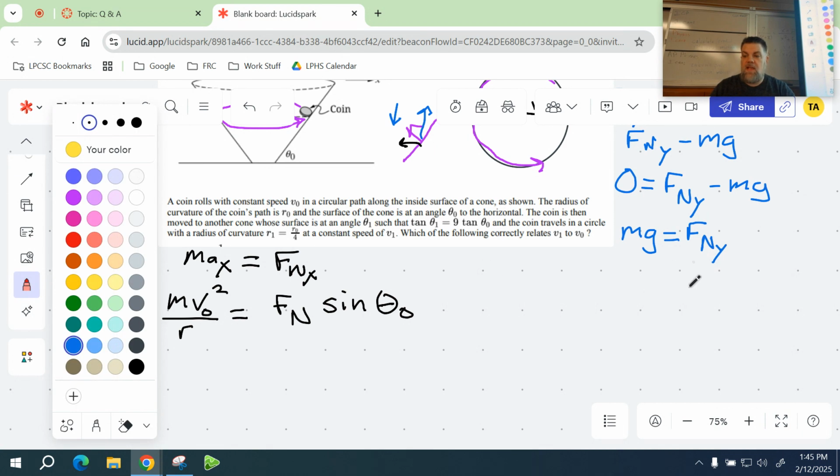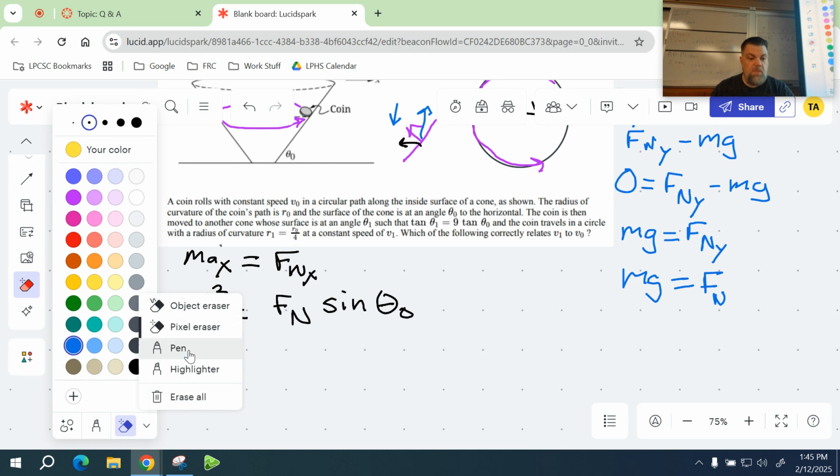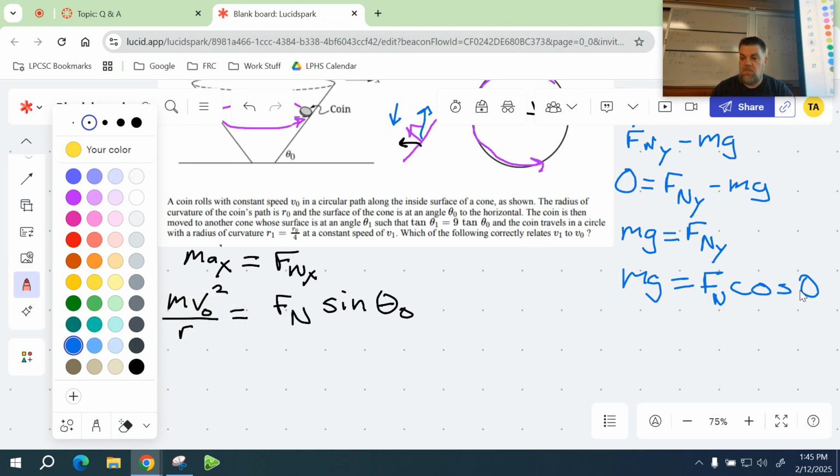Well, the y component of this would simply be mg is equal to the normal force, whatever that is, times sine of, or not sine, cosine of theta. My bad. And I know that might throw you off a little bit. And if you stick with me, I kind of gloss over this. I have to remember I have to explain everything. Theta naught.